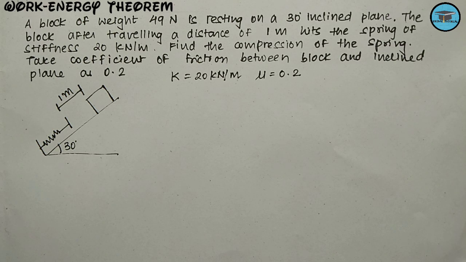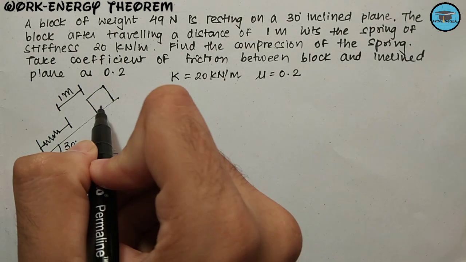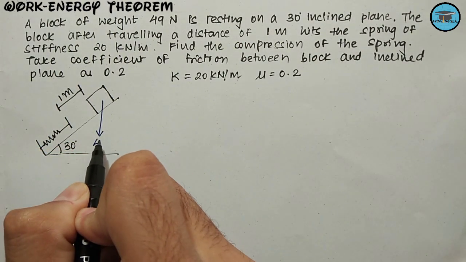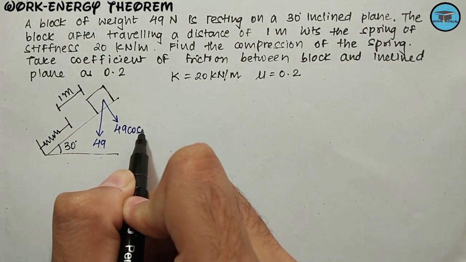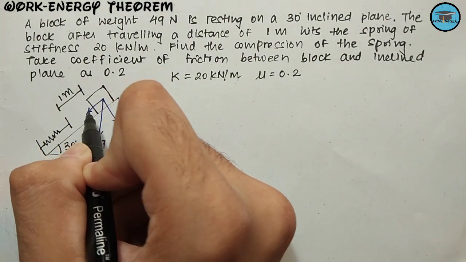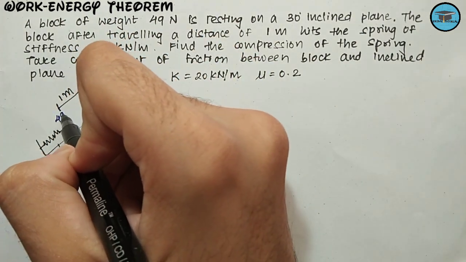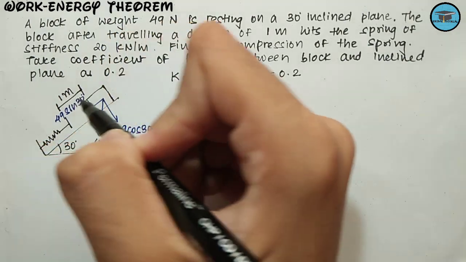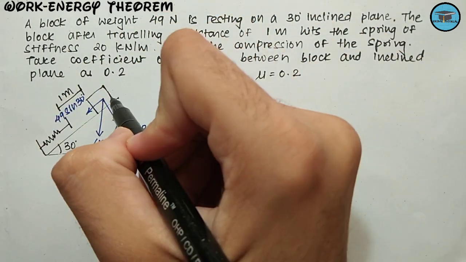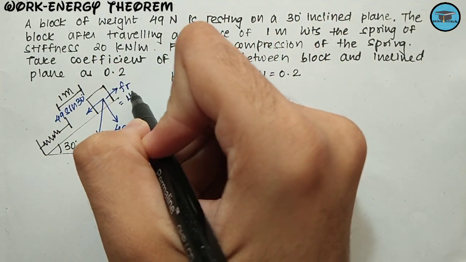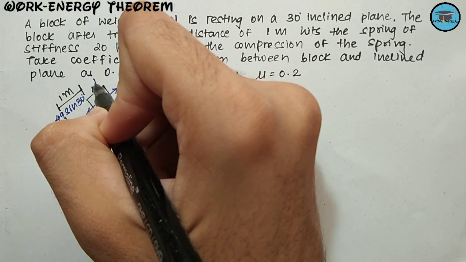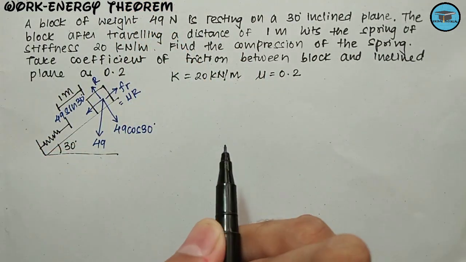Okay, so to determine the compression of the spring, first of all let us draw the free body diagram of the block. So the weight would be acting in this direction, that is 49 Newton. This component would be 49 into cos of 30 degree, and this would be 49 into sine of 30. And since this block is moving in this direction, the frictional force would act in this direction, that is Fr, and it has a magnitude equal to mu into R, where R is the reaction from this surface and it is normal to this surface.